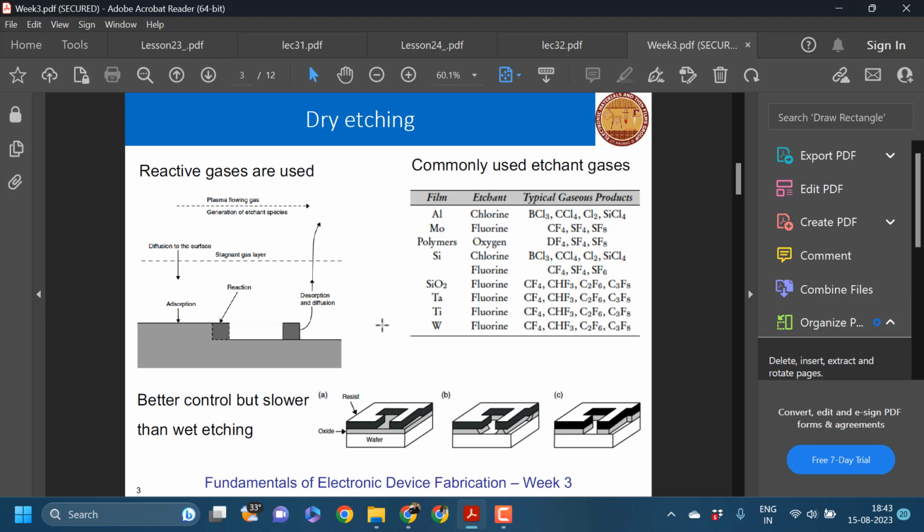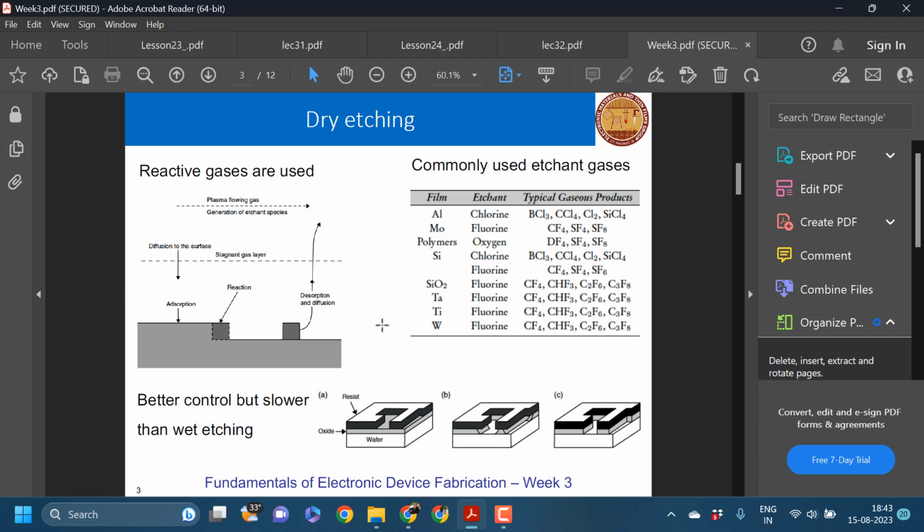Now we have ion beam etching. It is similar to the ion beam milling process. We know the ion beam milling process from transmission electron microscopy, right? Similarly, we have ion beam etching. Here an ion beam is used for removing the material from the wafer. This process is not selective, but the advantage is that ion beam etching is highly directional in nature.